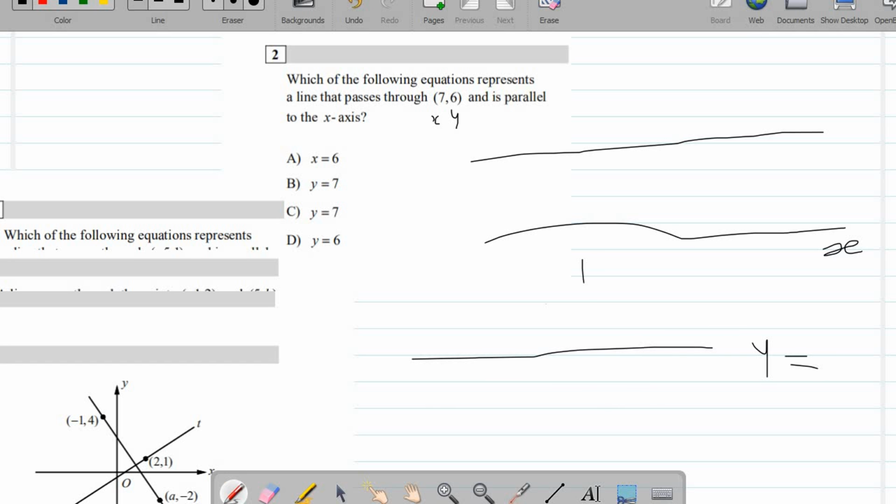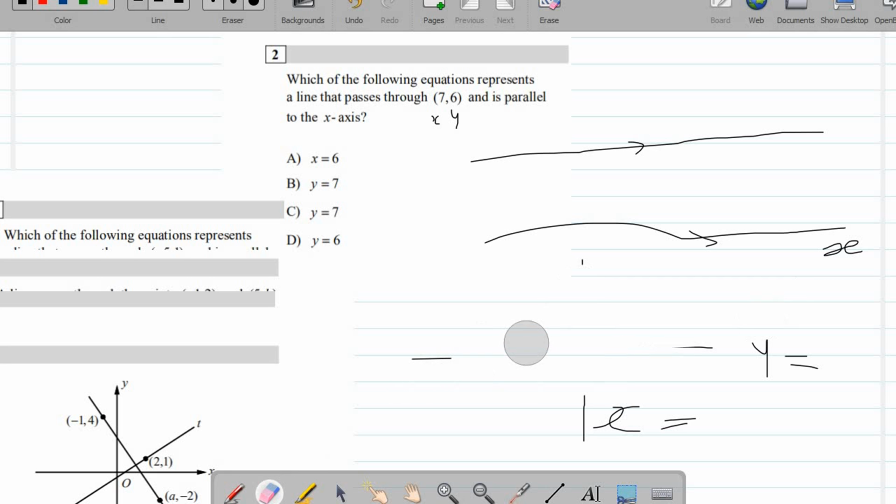Then anything that is vertical is defined by x equal to something. Okay, vertical lines are at 90 degrees, horizontal lines are this way. Now for it to be parallel, we're saying two lines. This is a line, and this is the x-axis, so it's parallel to it. That means it doesn't have any slope, because it's just a straight line, so it's y equal to something. So we have to find out which of them.